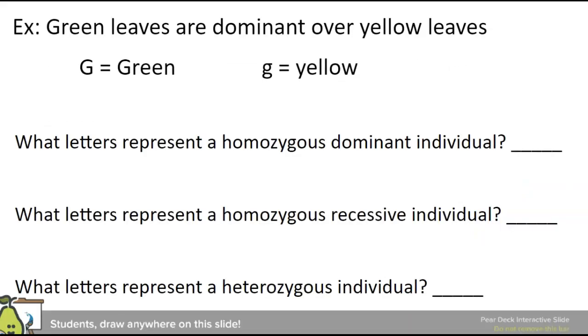All right, so let's take a look at this. Green leaves are dominant over yellow leaves. Big G is green, little g is yellow. What letters represent a homozygous dominant individual? We need to have two letters. Homozygous means two of the same. Dominant means two capitals, so it'd be big G, big G. What about homozygous recessive? Homozygous means two of the same letters. Recessive means lowercase, so that'd be little g, little g. What about heterozygous? That means two different, so they'd be big G, little g.